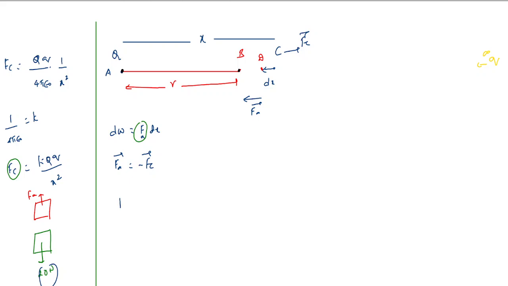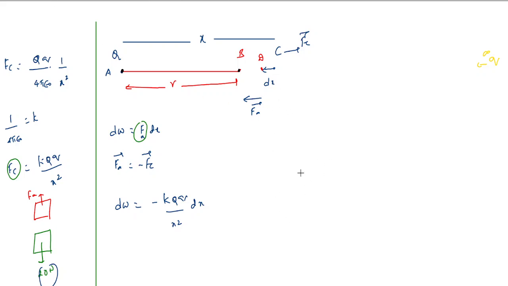So putting it back here, the work done is equal to minus of k Q q by x square into dx. This is the work done to move from point C to point D.